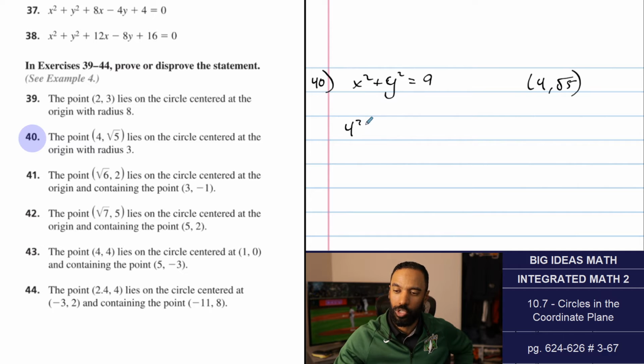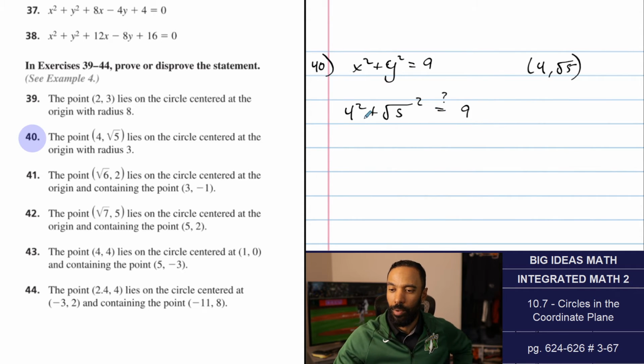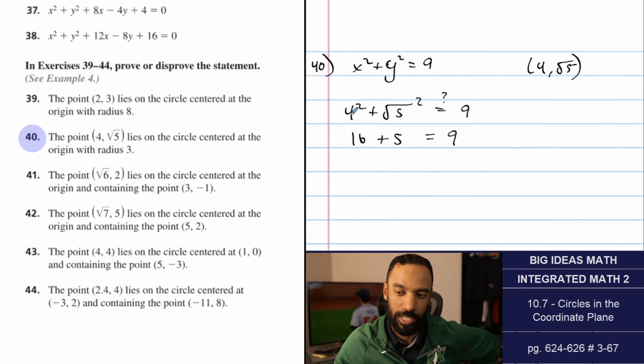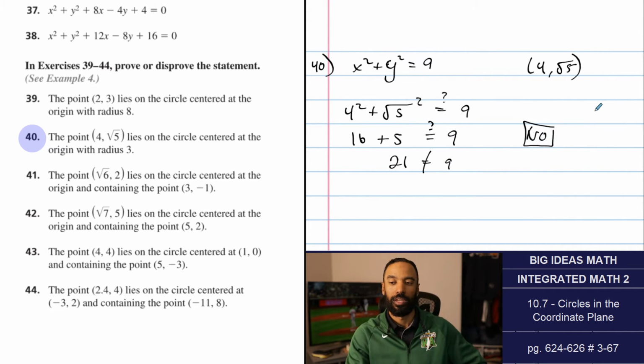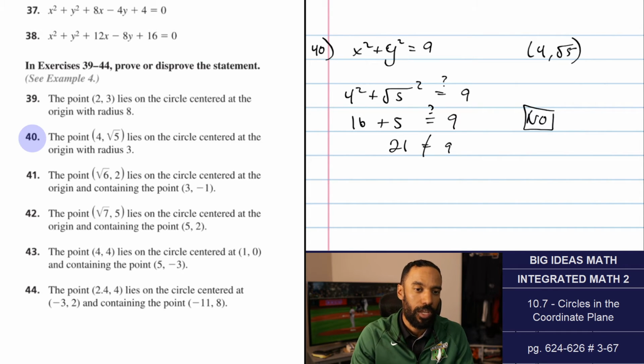So is 4 squared plus root 5 squared equal to 9? Not quite. 4 squared is 16. Root 5 squared is 5. 16 plus 5 is 21. 21 is not equal to 9. Once again, a no. Unless I'm doing something way wrong, the first two are no. Number 41.